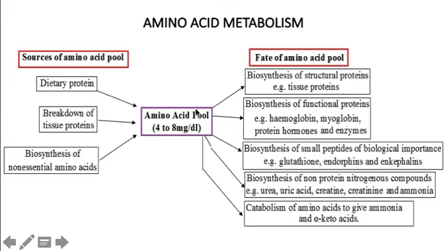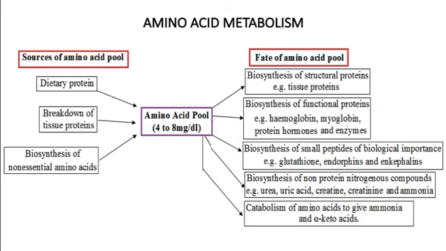Now what is the fate of all these amino acids seen in the pool? It leads to the synthesis of structural proteins, that is the tissue proteins, and functional proteins like hemoglobin, myoglobin, hormones, and enzymes. It also leads to the synthesis of small peptides like glutathione, endorphin, and enkephalin, and certain non-protein nitrogenous compounds like urea, uric acid, creatinine, and ammonia. The catabolism of the amino acids gives ammonia and alpha keto acids, right?